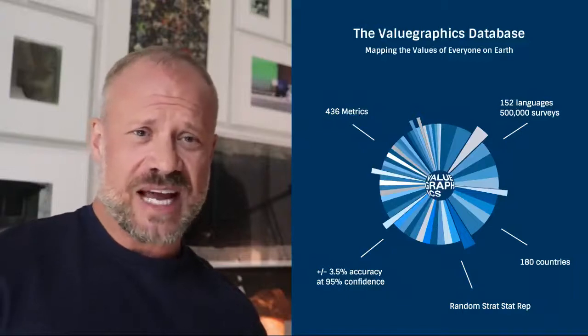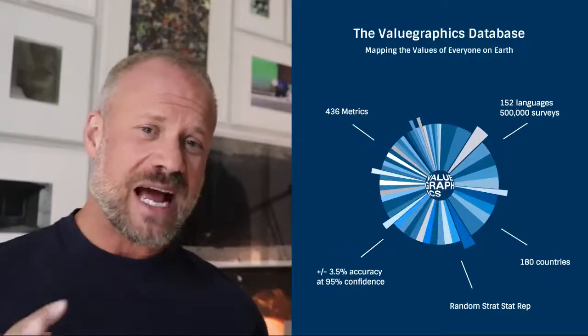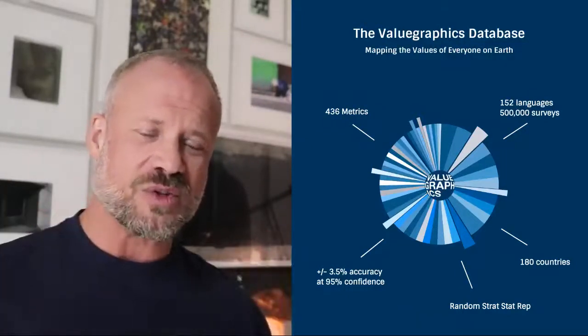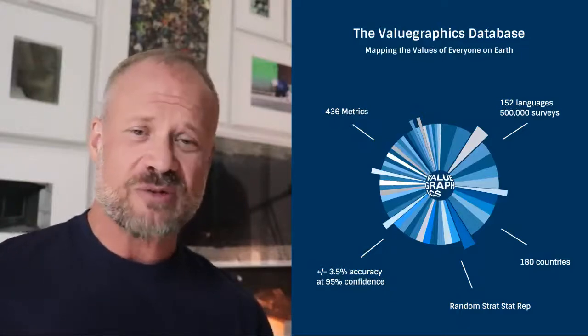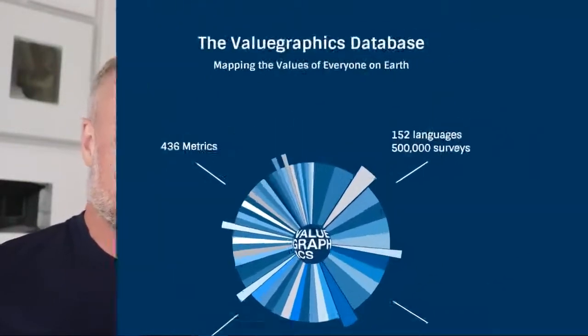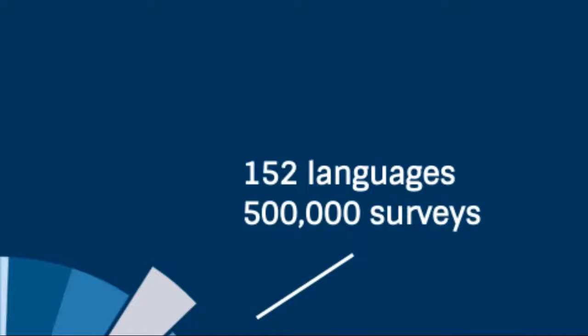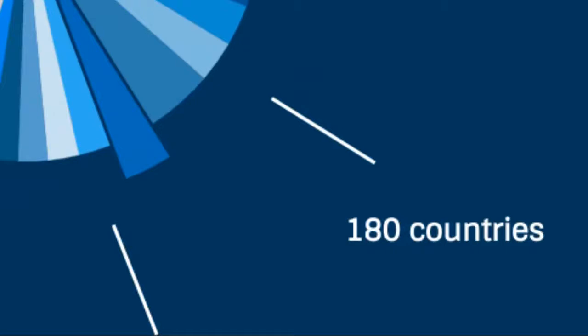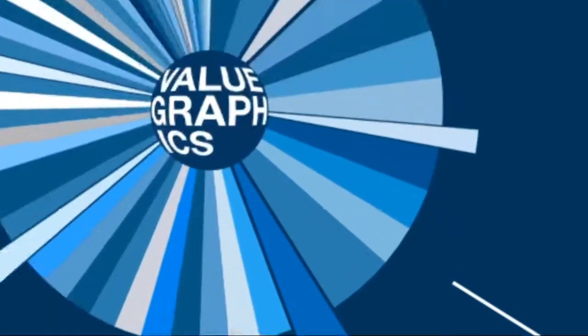It's the Valuegraphics database. It's the first map of all the values in the world. This is the first global data set of what everybody on planet Earth actually cares about. We've made this from 500,000 custom surveys that we've sent out into the world using a team of translators who made sure it wasn't Anglo-centric and put it into 152 different languages before translating it back again. We're now accurate in 180 out of 185 countries.